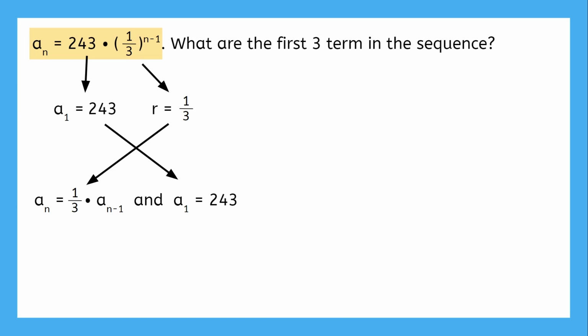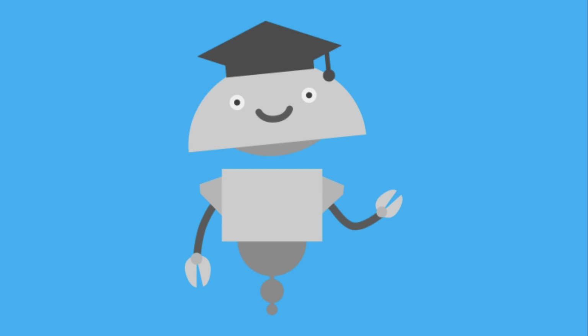All right, so what are the first 3 terms? We'll start with 243, multiply by 1/3, and multiply by 1/3 again. So the first 3 terms are 243, 81, and 27.